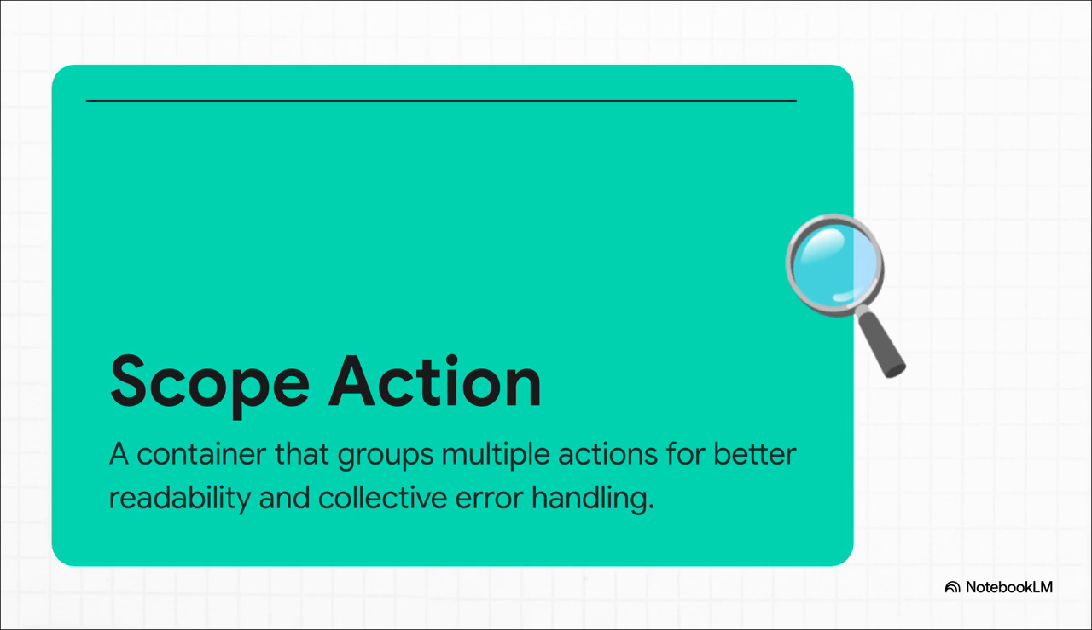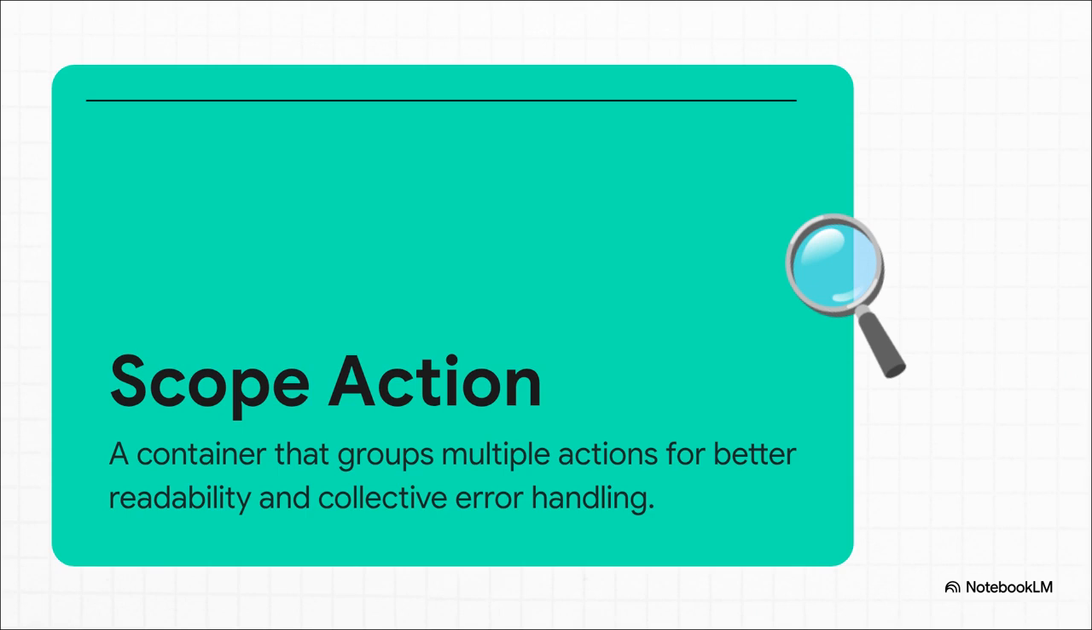Let's dig into that scope action a little more, because it's awesome. Seriously, just think of it as a container. You can toss a whole bunch of related actions right inside it, and this gives you two huge benefits. First, it just makes your flow way cleaner and easier to read. Second, you can apply your error handling, that Configure Run After setting, to the entire container. So if any of the actions inside that box fail, your one error handling branch kicks in.